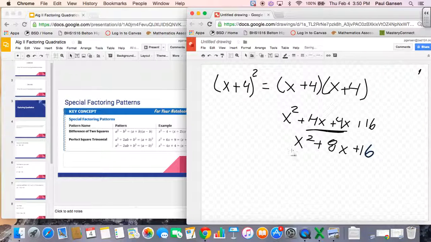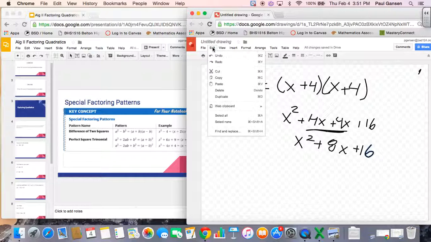Notice with this we have 16, which is a perfect square. We have x squared, which is a perfect square. And notice how we got this 8x. We had a 4x and a 4x added together. Notice how it's x plus 4. So a 4x and a 4x. We had two of those to give us an 8x. So with that example, let me run through an example with the perfect square trinomials here. Let me get this cleared off.